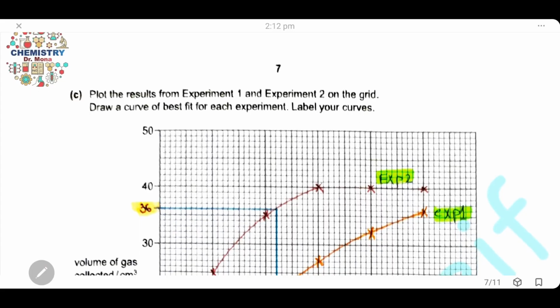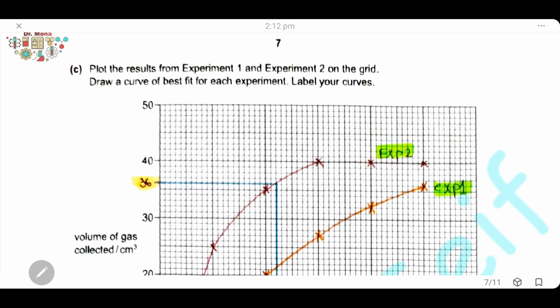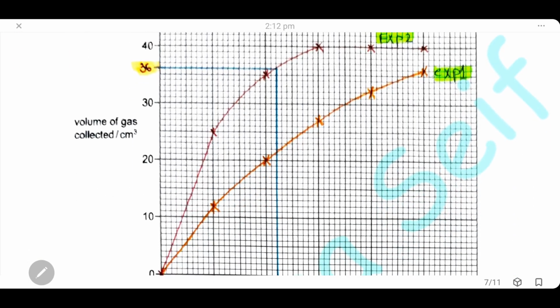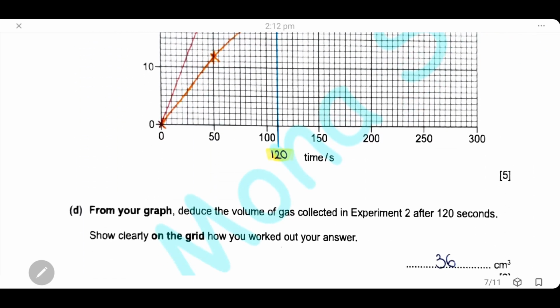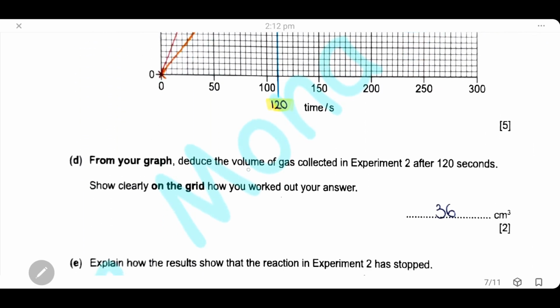Plot the results for experiment 1 and experiment 2 on the grid. Draw a curve of best fit for each experiment and take care you should label your curves. Here is a curve for experiment 1 and the second is for experiment 2. All points should be plotted correctly, and here in experiment 2 we have a plateau region showing the constant result at 40 cm³. From your graph, deduce the volume of the gas collected in experiment 2 after 120 seconds. Show clearly on the grid how you worked out your answer.